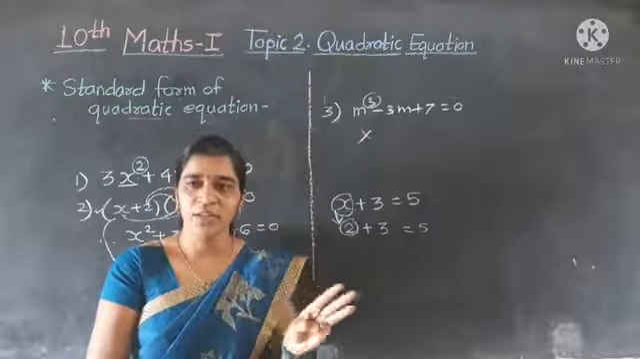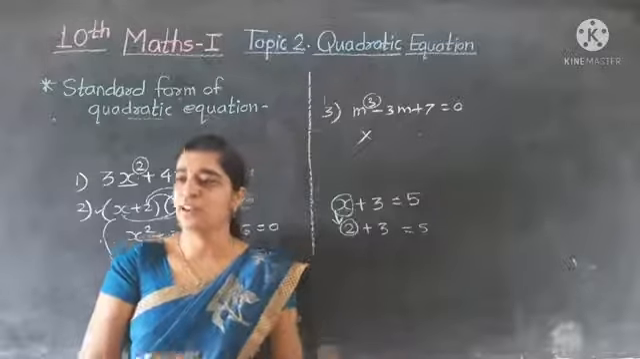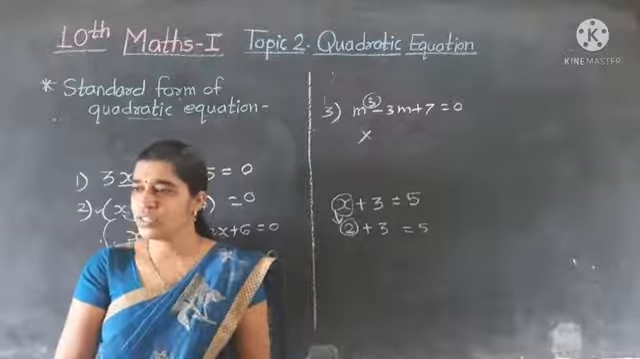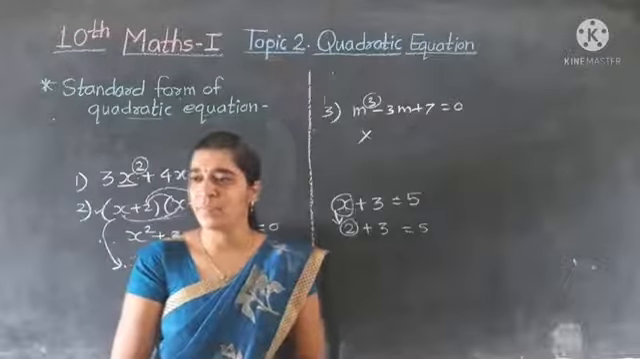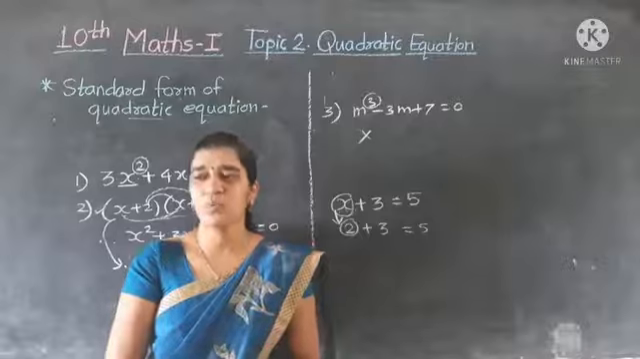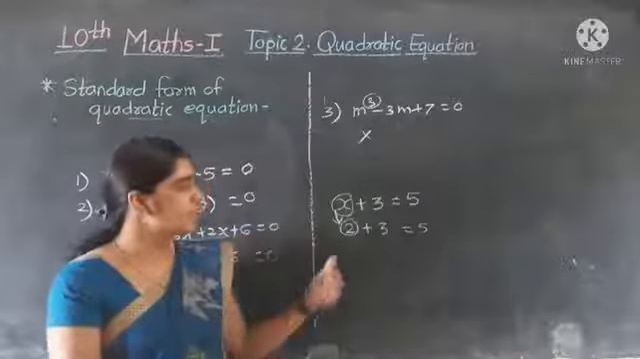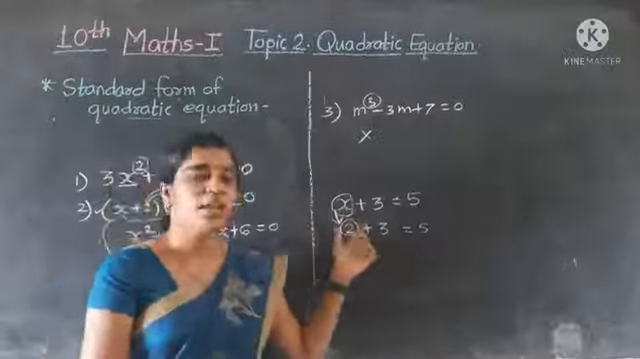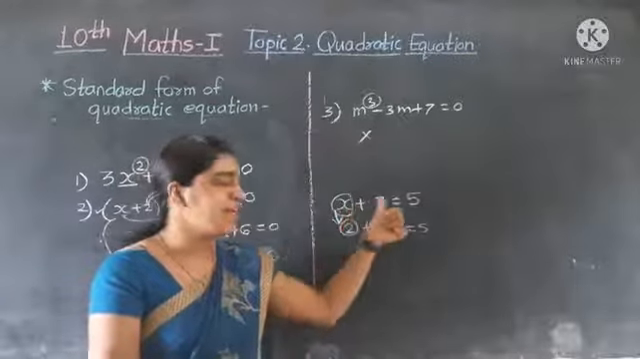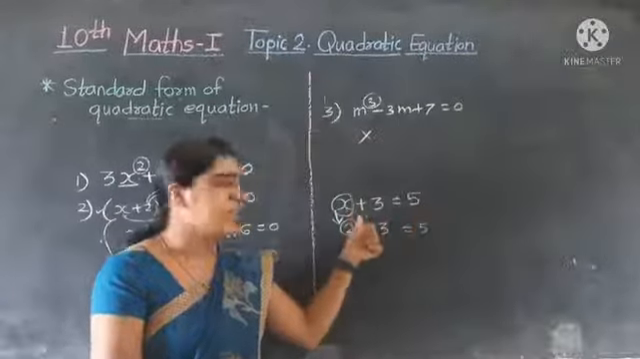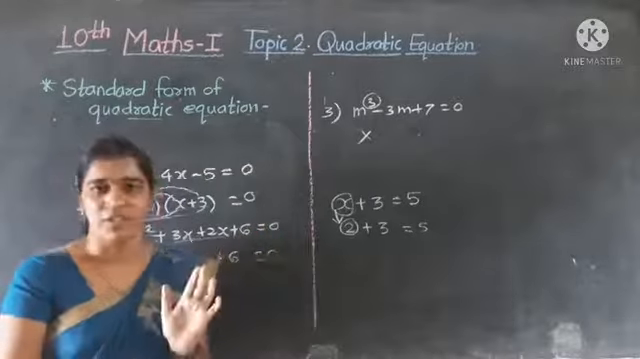Then third, write the given equation in standard form and then find the values of a, b, c. We first write the given equation in standard form and then compare it with ax square plus bx plus c is equal to 0. We get the values of a, b, c. And last one, is it a solution or not. When we put the value of the variable, then we get LHS and RHS the same, or if we satisfy the condition, we say that it is a solution of that equation.